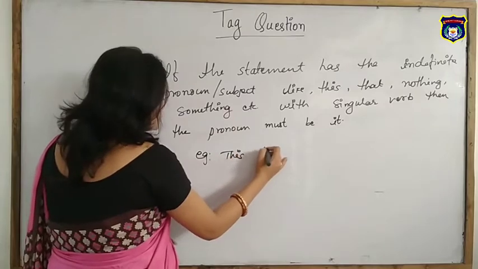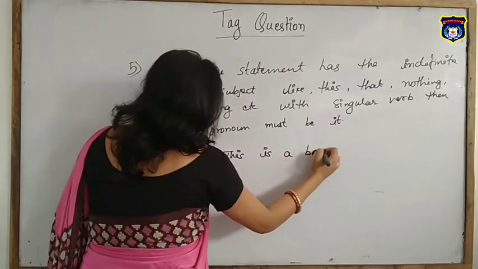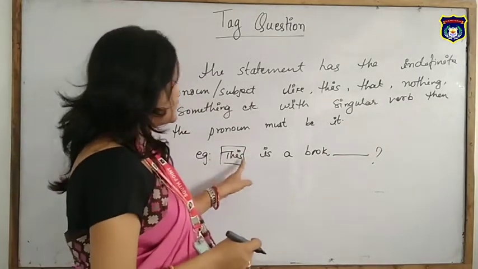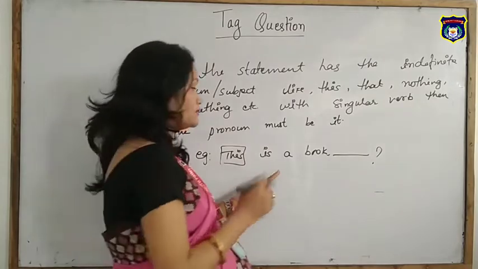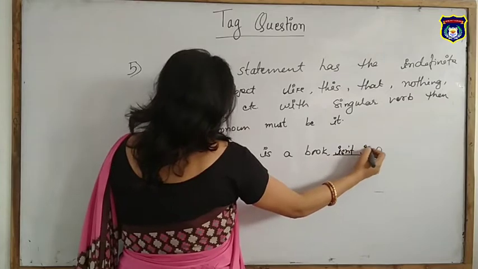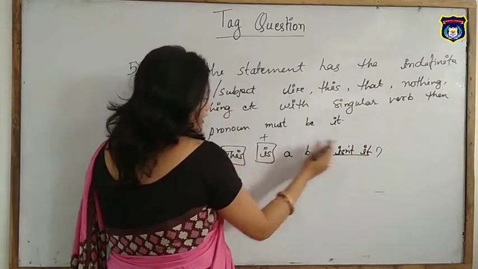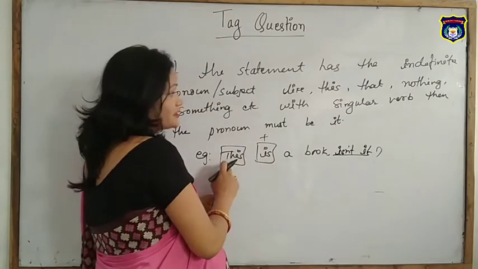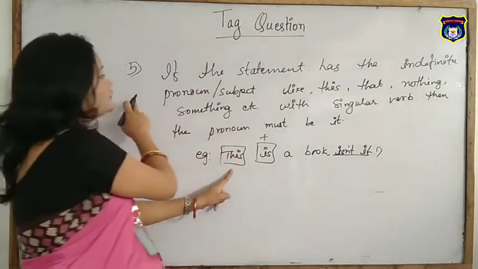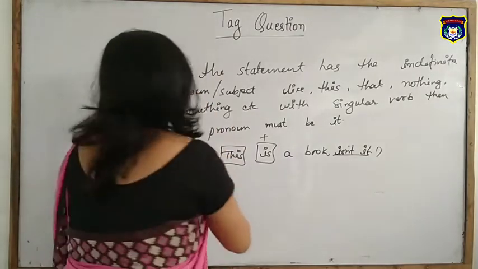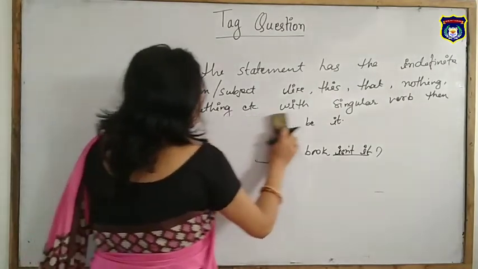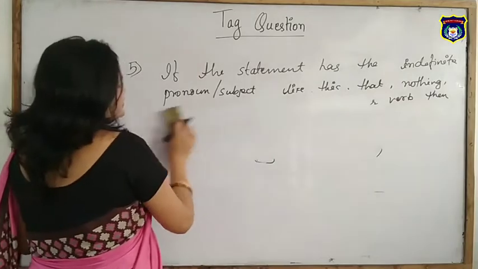Like this is a book. So what's the tag of this? Yes, subjective pronoun, indefinite pronoun with singular, only a single book. So it should be isn't it. Yes, this is positive. I am making it negative, and this is a subject here. So its pronoun must be it according to the 5th rule, that it is quite clear. So in the same way, let's move on to rule number 6.